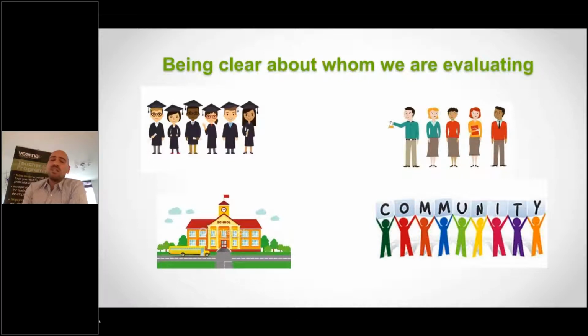I think it's also really vital that we're clear about whom we are evaluating. And here I've got some images of the different ways in which we can evaluate whether a professional development program has been successful. Clearly, we want to look at the outcomes for the students. The reason why we have professional development is to improve outcomes for our students. And I think there needs to be some thought given to how we're going to seek feedback from student outcomes as well.